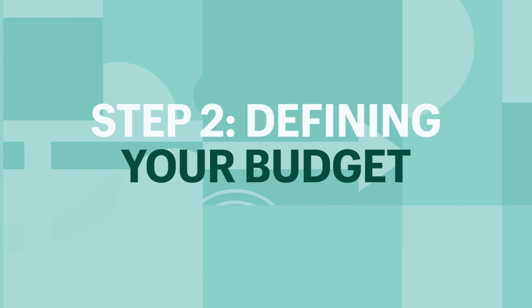Step number 2 is defining your budget. So next you'll want to set aside a budget. If you're an independent business owner, it might be really tempting to just skip this step, but keeping track of your expenses is going to help you understand whether your campaign left you in the red or in the green.